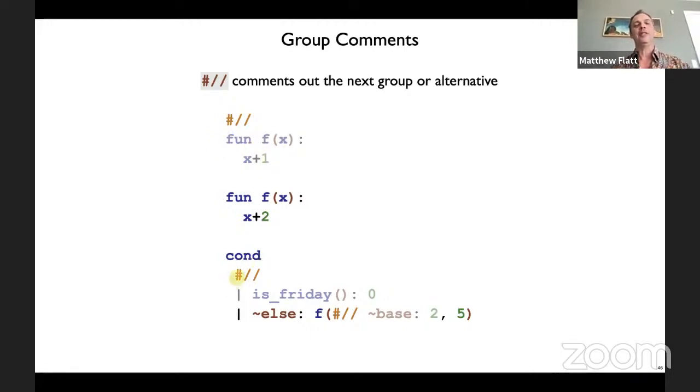You can also use this group commenting form to comment out just one alternative in a sequence of alternatives, which is not exactly the same thing as commenting out a group, but very similar and works out similarly in the syntax. And you see here, we are commenting out the group that supplied the keyword argument base 2. This comma is separating groups, so we don't need to comment out the comma exactly. We're just commenting out the whole group there, and so it works in the natural way.